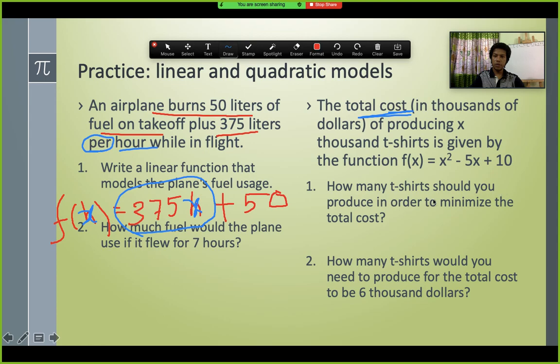How many t-shirts should you produce in order to minimize the total cost? So minimum value, maximum value. If you want to find out the minimum value or maximum value, what do we do? We actually go for the vertex, because for an up opening or down opening parabola, the vertex is the maximum or minimum value. This value is positive, that means the graph is like this.